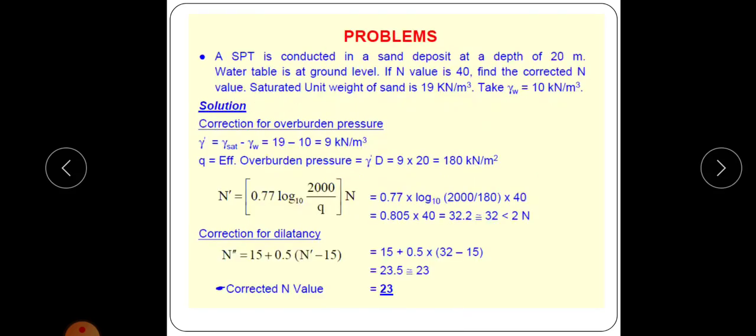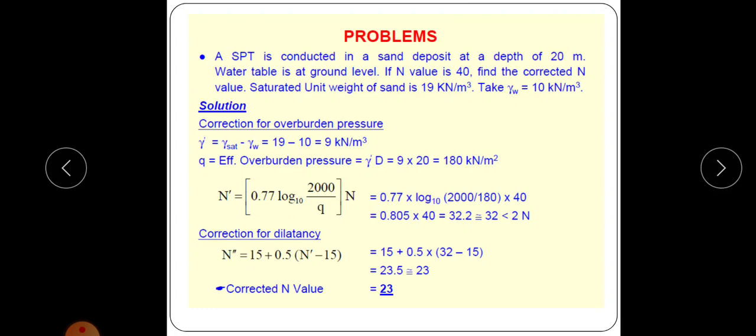Next is a problem. An SPT is conducted in a sand deposit at a depth of 20 meter. Water table is at ground level. If N value is 40, find the corrected N value. Saturated unit weight of the sand is 19 kilonewton per meter cube, unit weight of water is 10 kilonewton per meter cube.